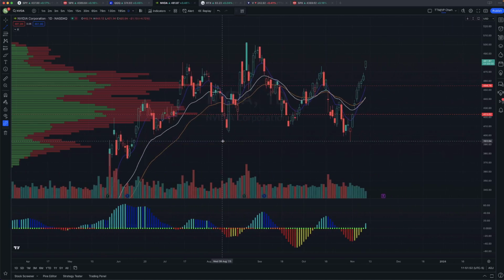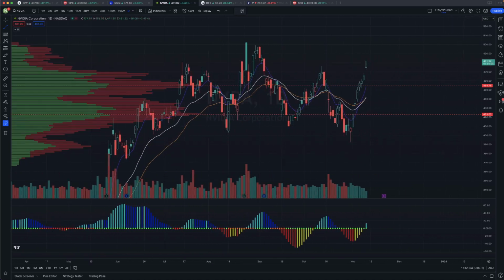So if NVIDIA were to roll here, it's not going to at the moment, it's too strong. But let's say we came up and we rolled, I would expect to find some support there before a potential continued move, because of this large volume profile point of control area.